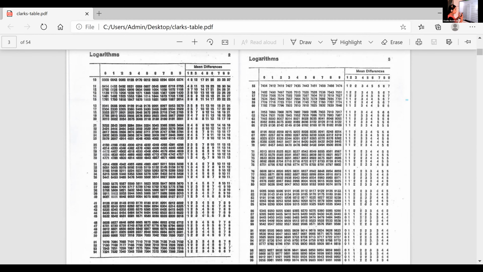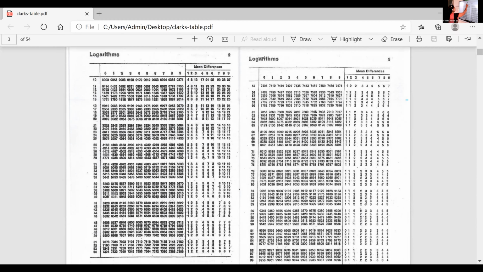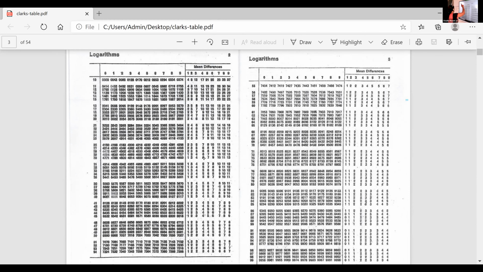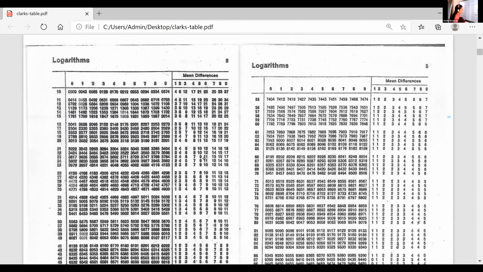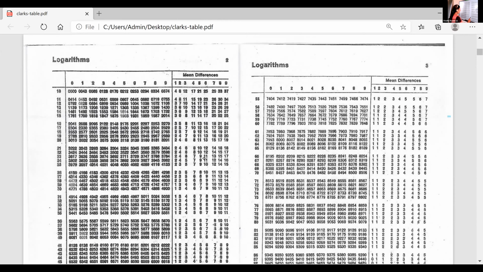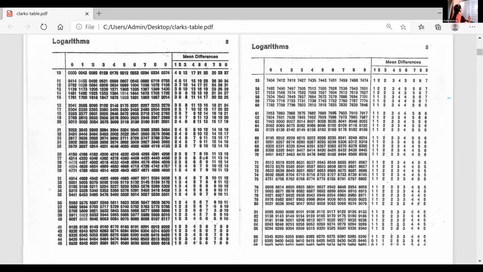Yes, Anila Mohanan, what you are saying is correct. It is 9542. Look at the table here: for 90 it is 9542.